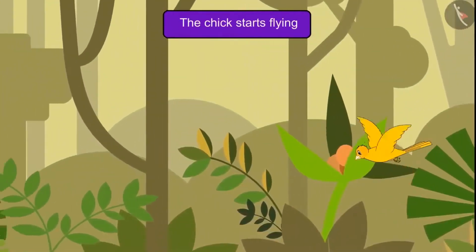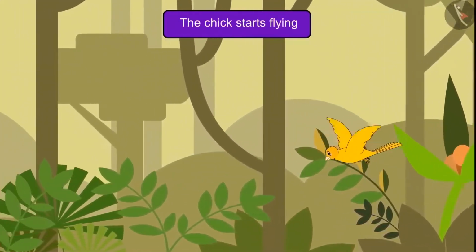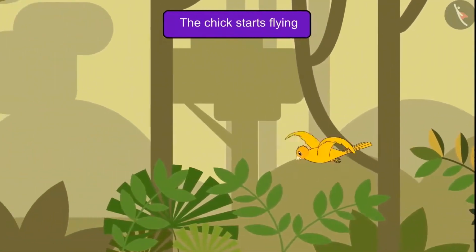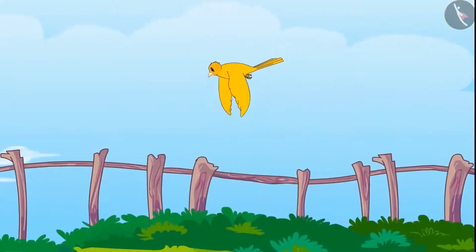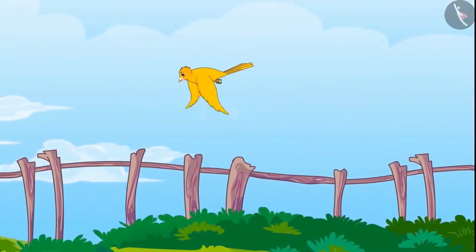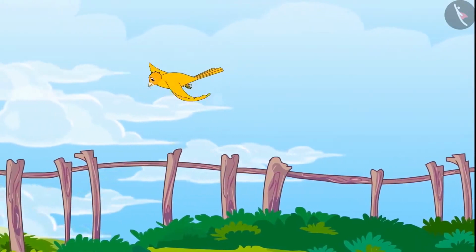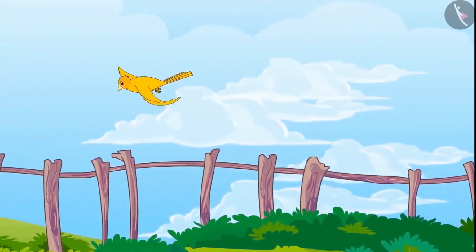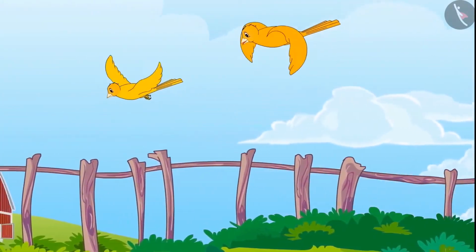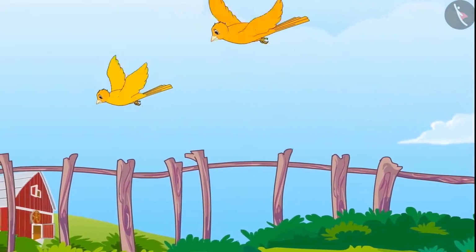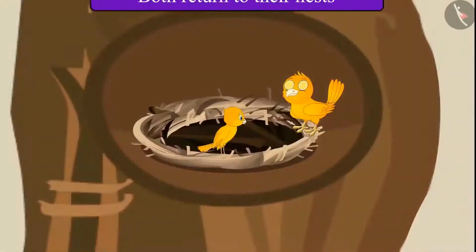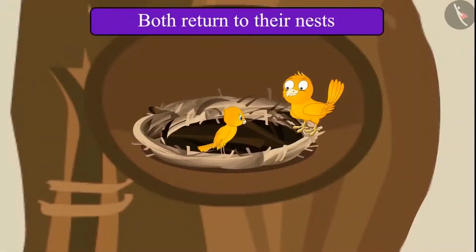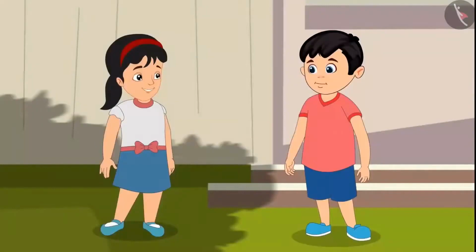And after a month, Chotu and Pinky saw that the chick was flying. One day he flew so far that he felt he had lost his way back. But then he looked back and saw that his mother was flying behind him. Seeing his mother, the fear was gone, and after some time, the two returned to their nest. Chotu and Pinky enjoyed watching that bird.